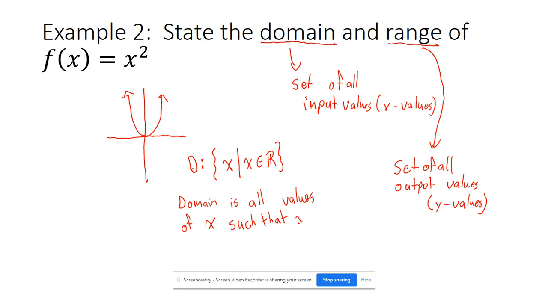such that x is a real number. This is what this notation is telling us: the domain is all values of x such that x is a real number. So in other words, it is any or all numbers for x.